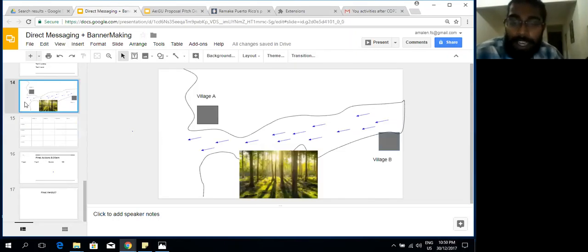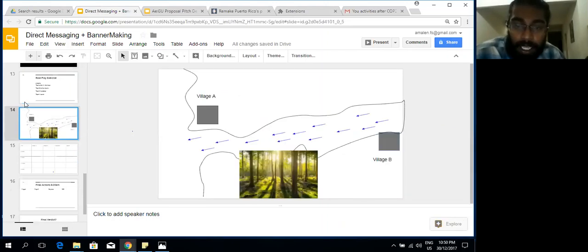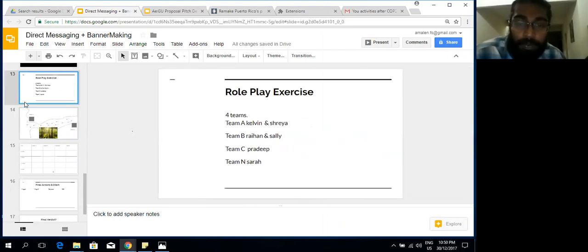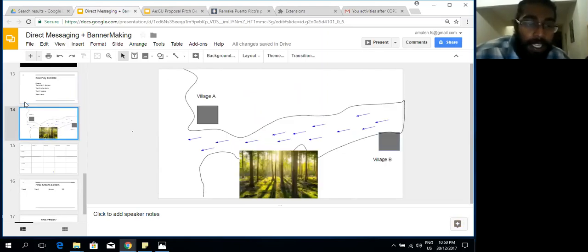Sally, you and Raihan are Village B. So you guys are upstream. You are still okay or fine. Even if they build something here, you're upstream. So you can negotiate with other people. You can negotiate what you want to do. Do you want to save the forest? Do you want to work for the corporation? Do you want to poison the river? I don't know what you want to do, but you can do whatever you want.